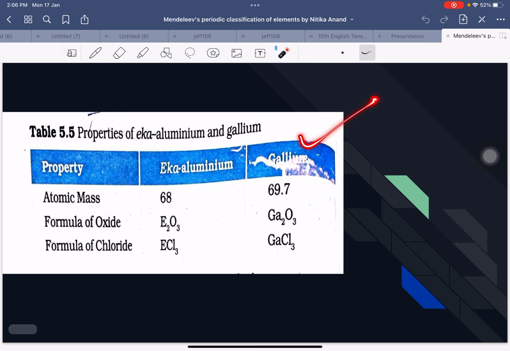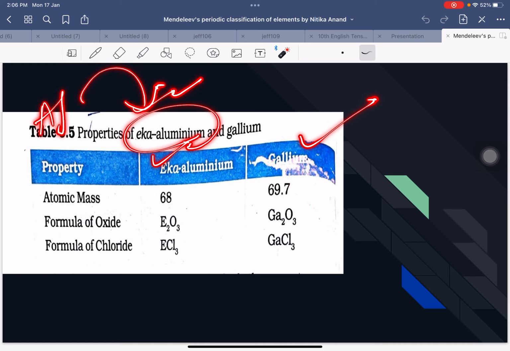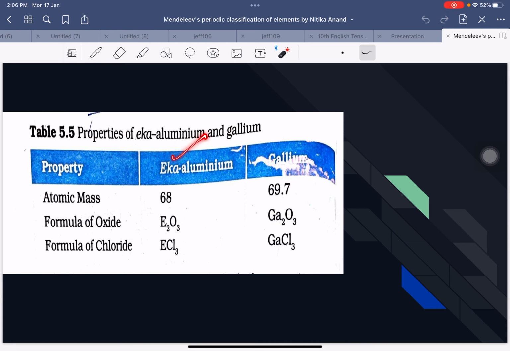So here you can see the Eka aluminium which he predicted. He predicted that after aluminium, this Eka aluminium should come, and after some time, scientists discovered that this Eka aluminium was gallium. In this table we are given the properties of these two elements, Eka aluminium and gallium. The Eka aluminium which he predicted had somewhat similar properties to those of the now discovered gallium.